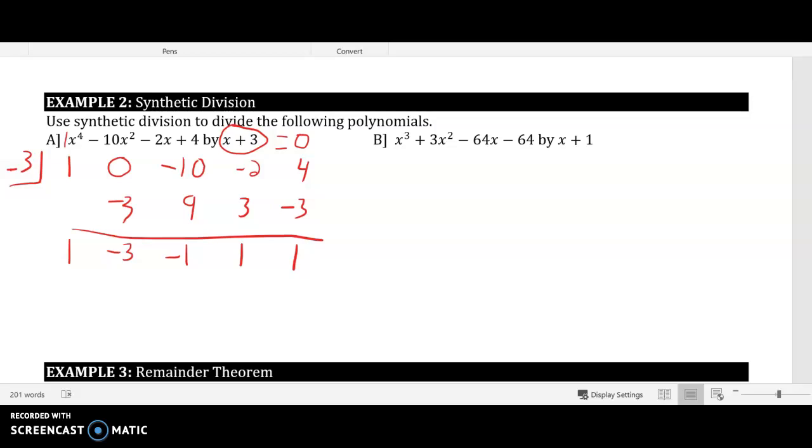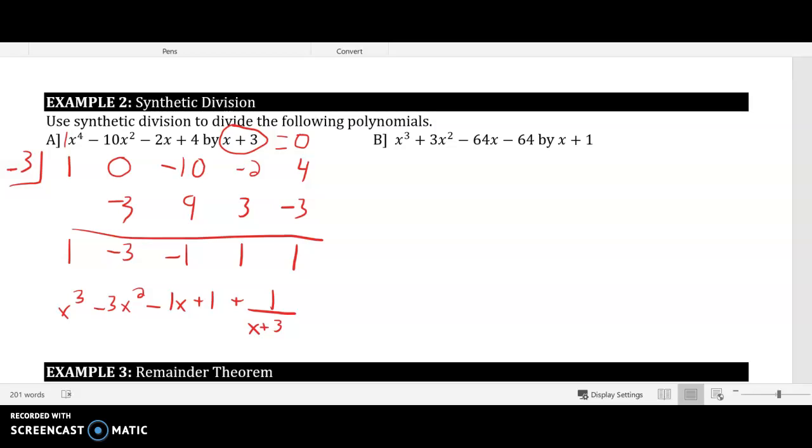So this should be x cubed. So this is x cubed minus 3x squared minus 1x plus 1, plus 1 over x plus 3. This is where students can mess up. Your last number is your remainder. If it's not 0, you need to put it over what you were dividing by. So we were dividing by x plus 3, so that's our remainder.